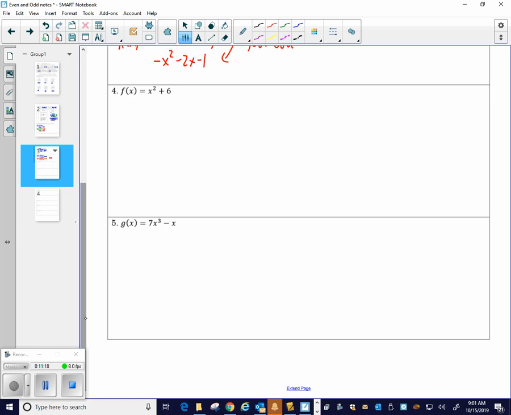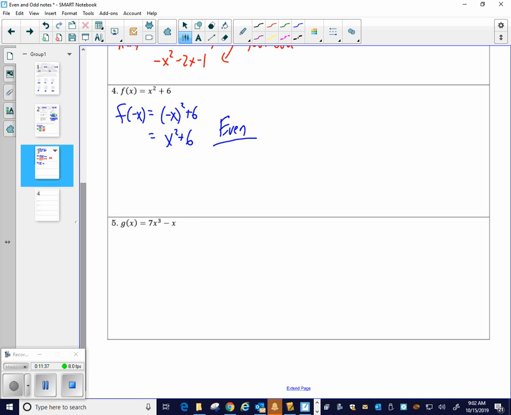All right, f of x is x squared plus 6. Let's check even. So we'll substitute a negative x in and simplify. Negative x squared is x squared plus 6. These two things are the same. This is an even function.